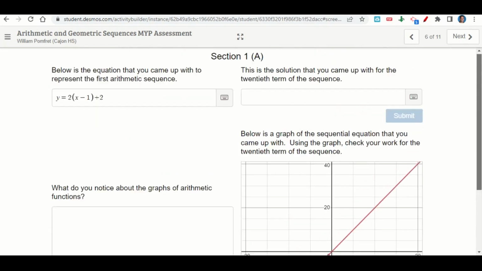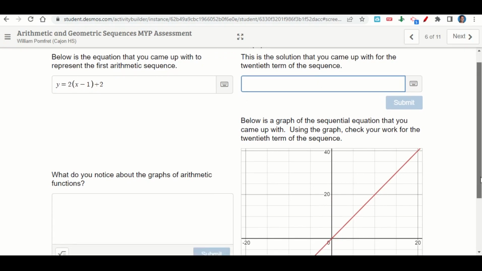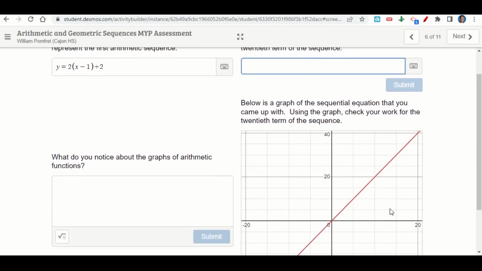So here's my graph, and it says that the solution that we came up with for the 20th term is here. Now notice it's blank because we didn't put in a solution, but when you put in a solution on the previous slide, it'll show up here. So you can check your work. So when x is 20, y here should be 40, we can see based on the graph. So this value should be 40.